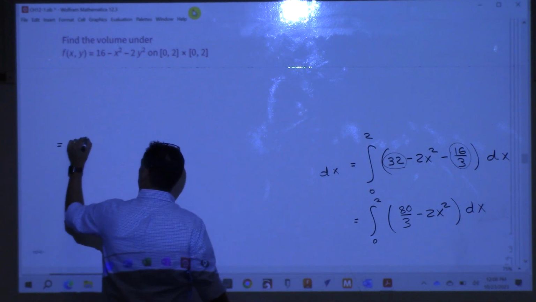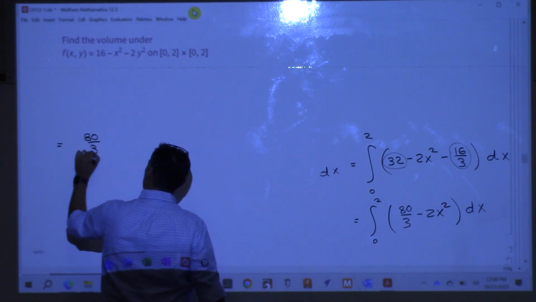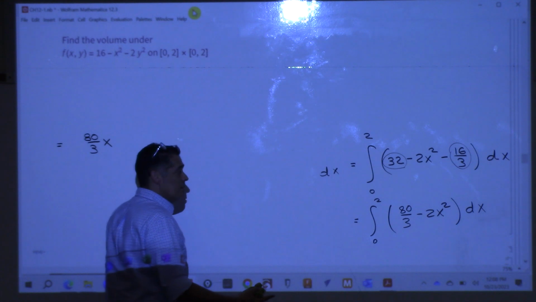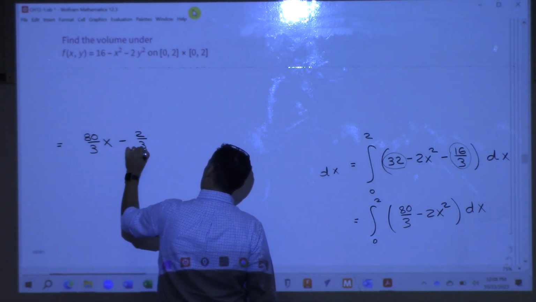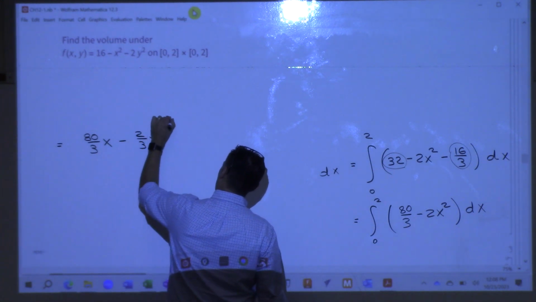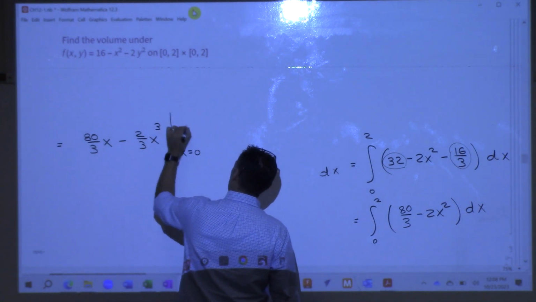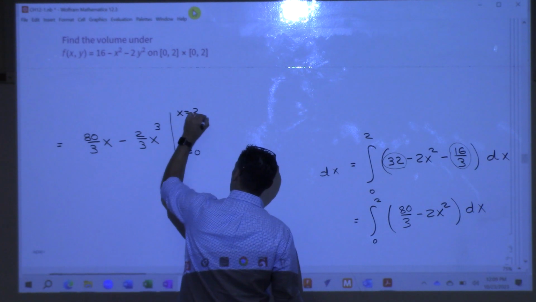So the antiderivative should be 8/3 x, right? Because now x is our variable, minus 2/3 x cubed. And we're evaluating that from x equals 0 to 2. I don't really need to say x equals 0 to 2, but I may as well at this point.